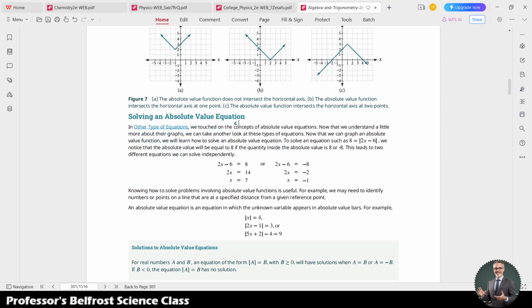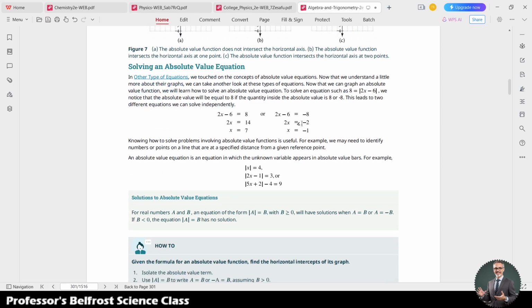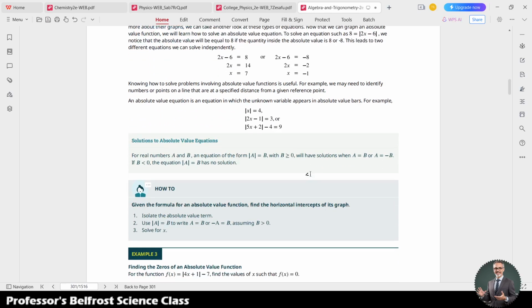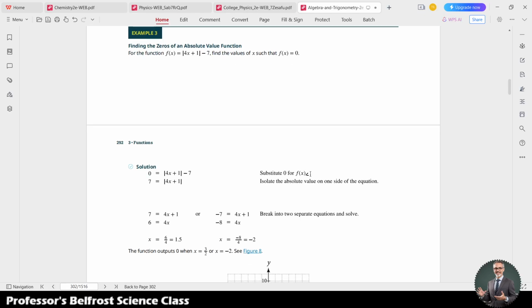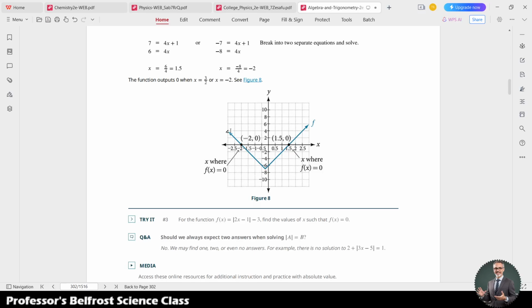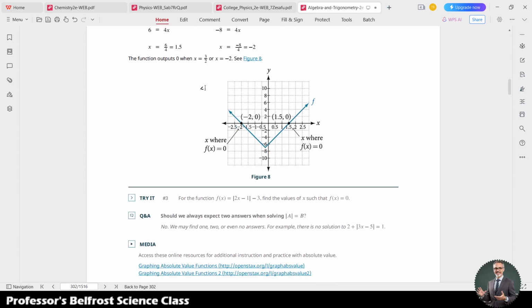Now solving an absolute value equation. Actually, this has already been discussed in the previous lesson. But let's see if there is something that we haven't discussed. Find the values of x such that f(x) equals 0. Yeah, you just substitute it. 0 equals absolute value of 4x plus 1, minus 7. And we move the constant to the other side. And yeah, as you have known, this must be minus 7 and also 7 like this. And then we can plot it. So x equals 3 halves and x equals minus 2.